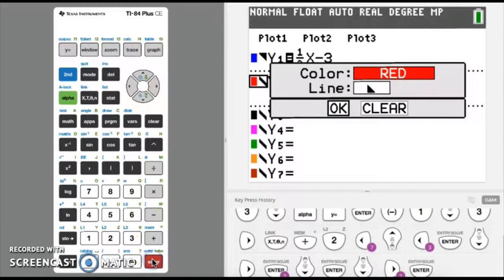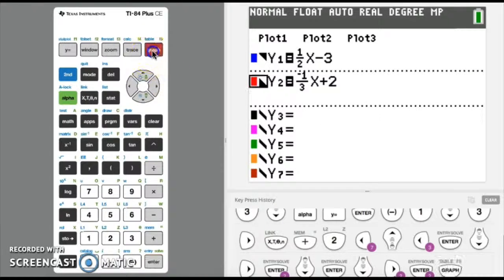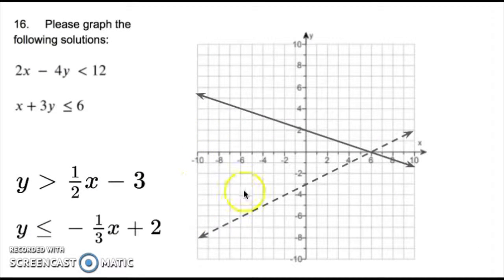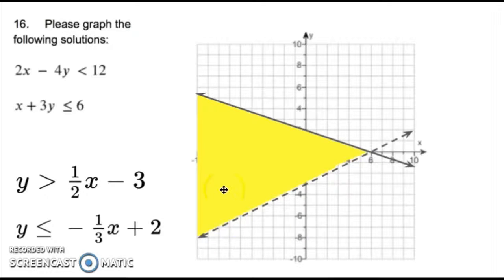Okay, so now let's graph them. Okay, so my shaded portion is going to be right here. So let's look at that in terms of our graph. So shading it, we saw the shaded portion goes in here, so my solution should look like that. It should be this part here that's all shaded, and that is number 16.